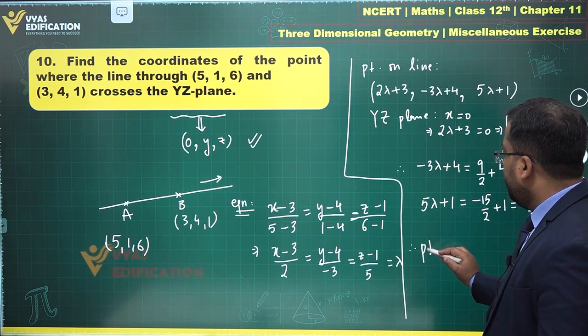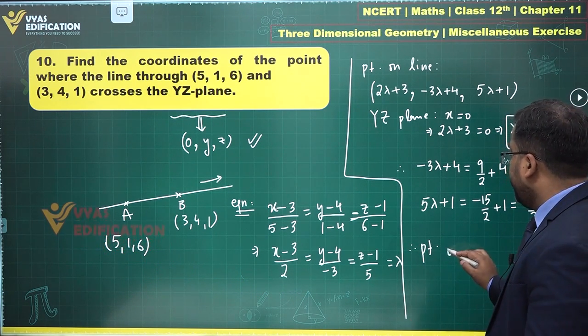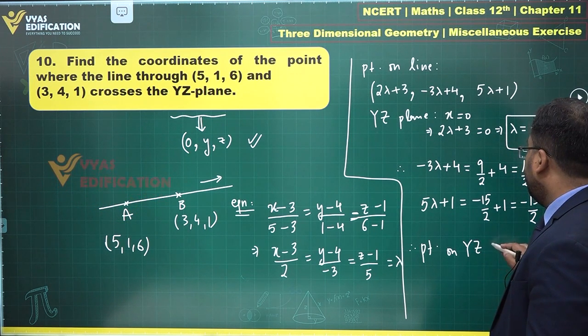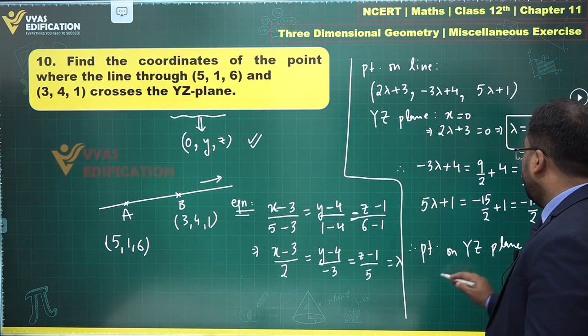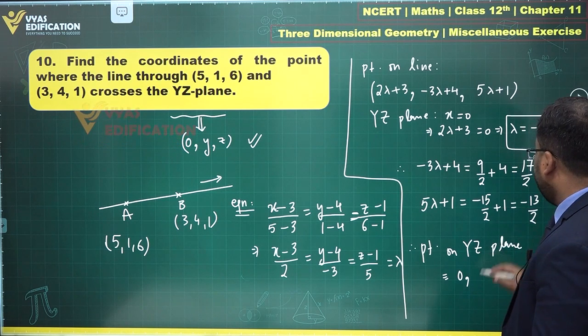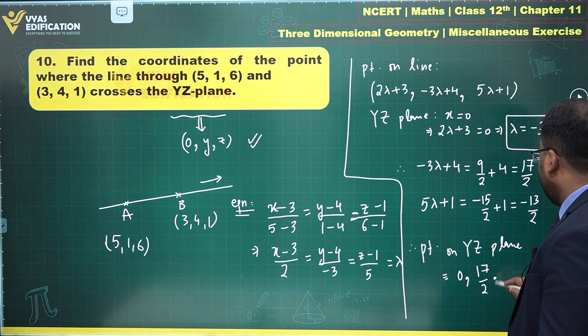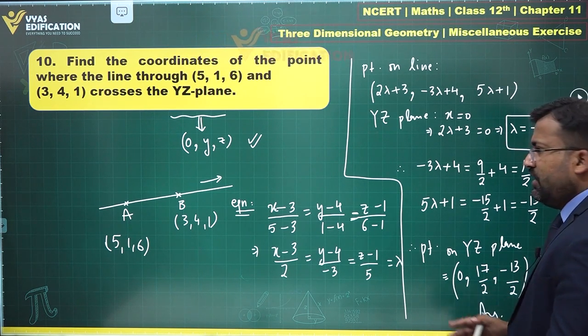Therefore, the required point on the YZ plane will be 0 comma 17 by 2 comma minus 13 by 2. That's my answer for this particular question.